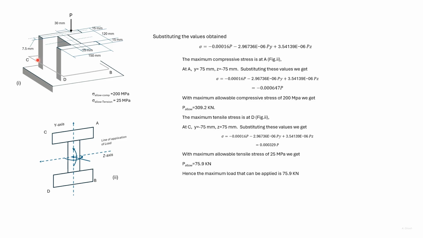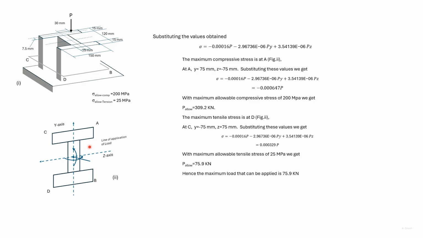Now consider a section taken as shown. Let us consider that the points A, B, C, and D are the furthest points from the axis of the section. So here the cross section is shown with A, B, C, and D. The moment acting on the section is also shown along with the axial force acting on the section.